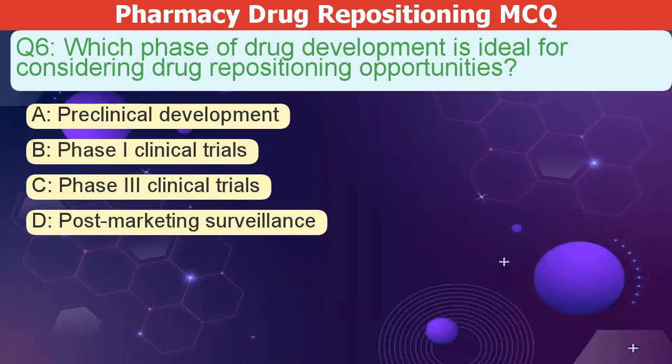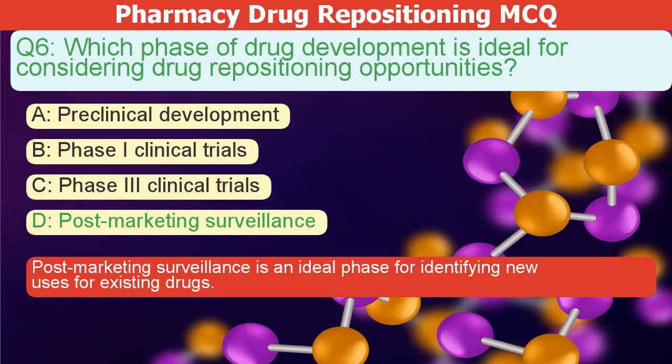Which phase of drug development is ideal for considering drug repositioning opportunities? A. Preclinical development. B. Phase I clinical trials. C. Phase III clinical trials. D. Post-marketing surveillance. The correct answer is D. Post-marketing surveillance is an ideal phase for identifying new uses for existing drugs.